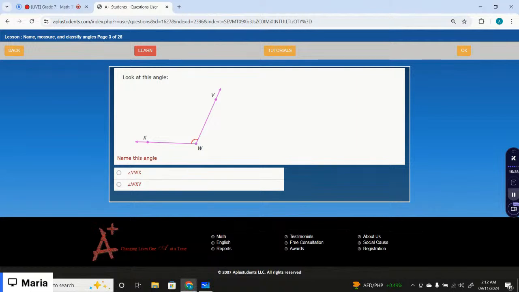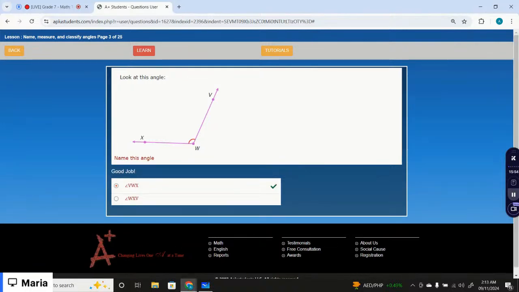Look at this angle. Name this angle. So which is the correct option? That is the vertex, right? So the vertex must be in the middle. That is VWX. So, name this angle: that is angle VWX. Option number one is the correct option. The vertex must be written in the middle.